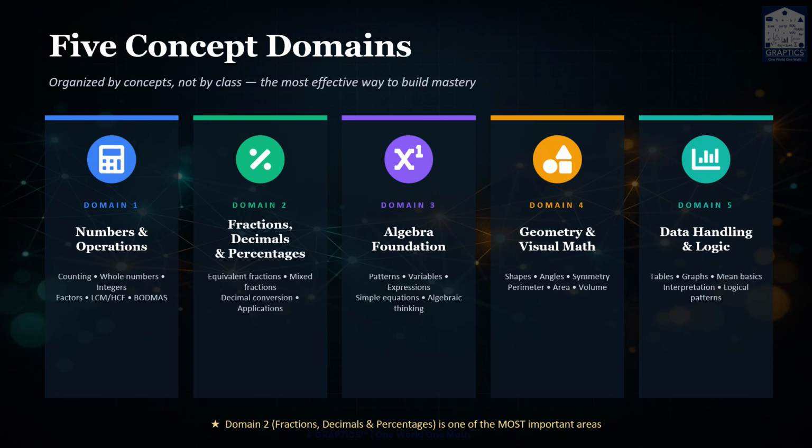We use diagrams and examples to make these ideas clearer. Domain 5, data handling, and logic. This includes tables, graphs, averages, and logical reasoning. These help you understand information and think more clearly. Now, for each concept in these domains, we follow a simple learning method. Let's look at that next.